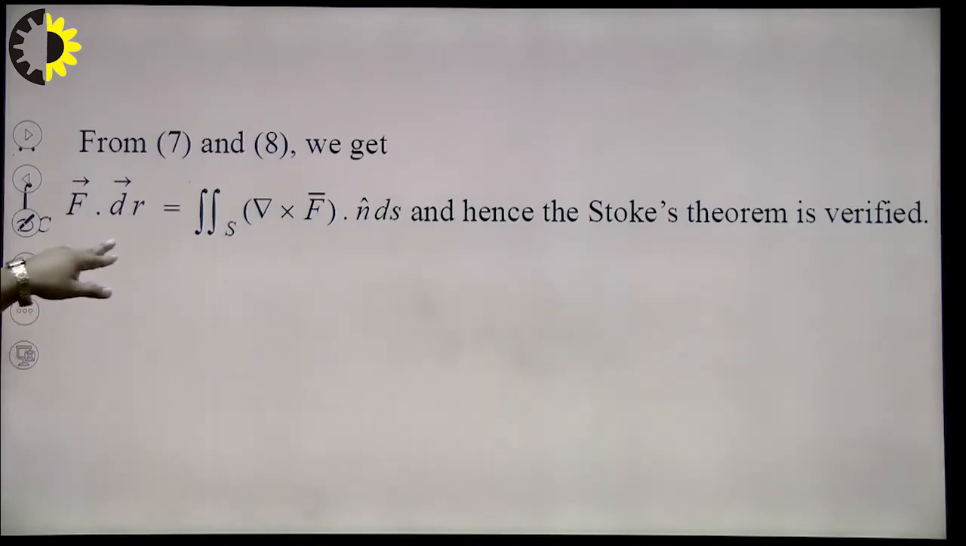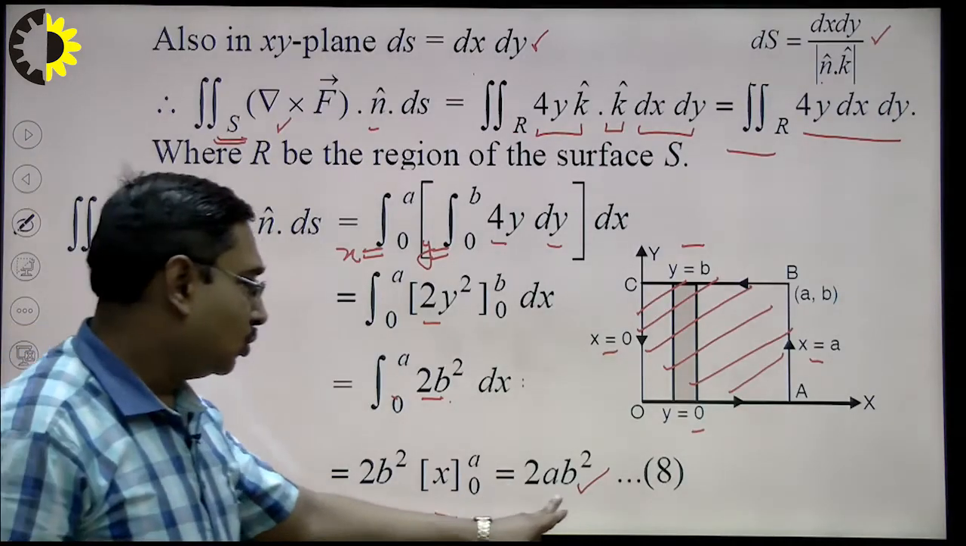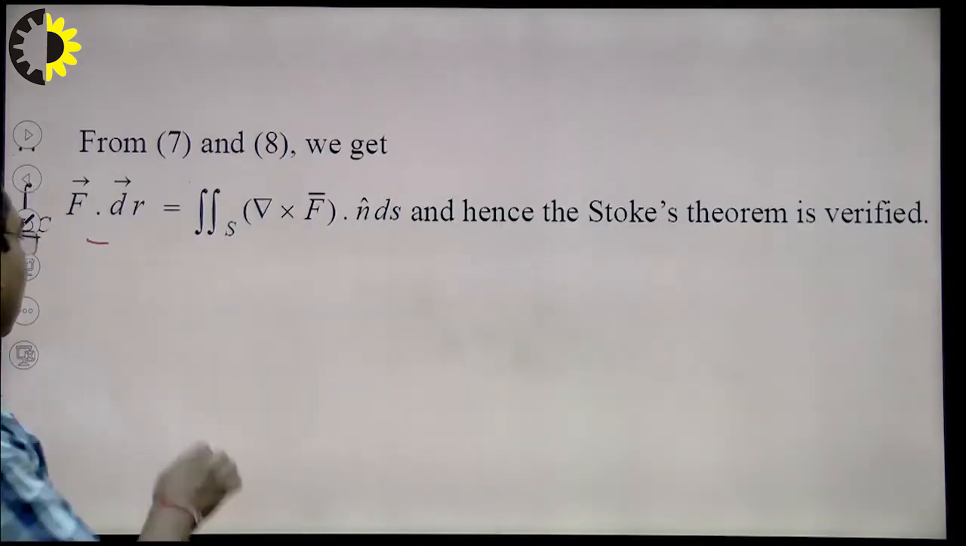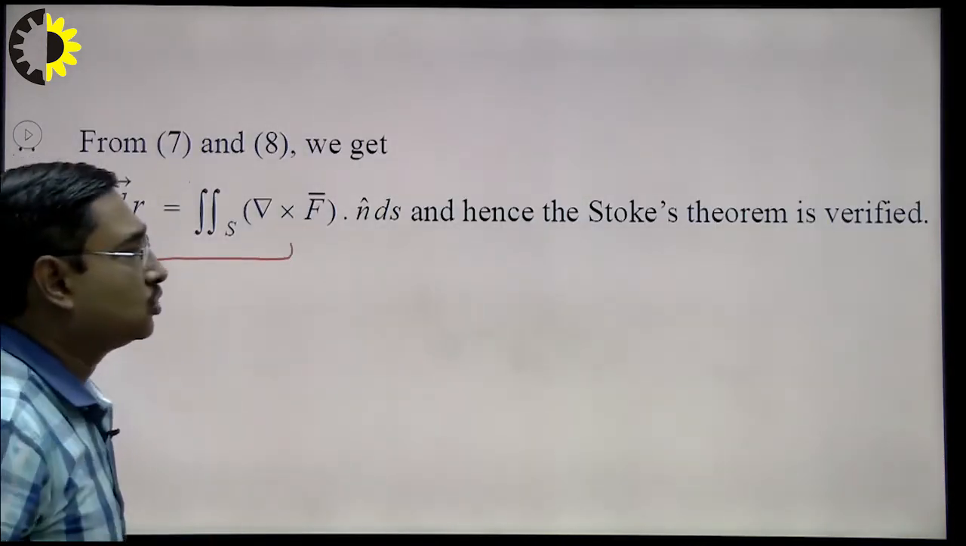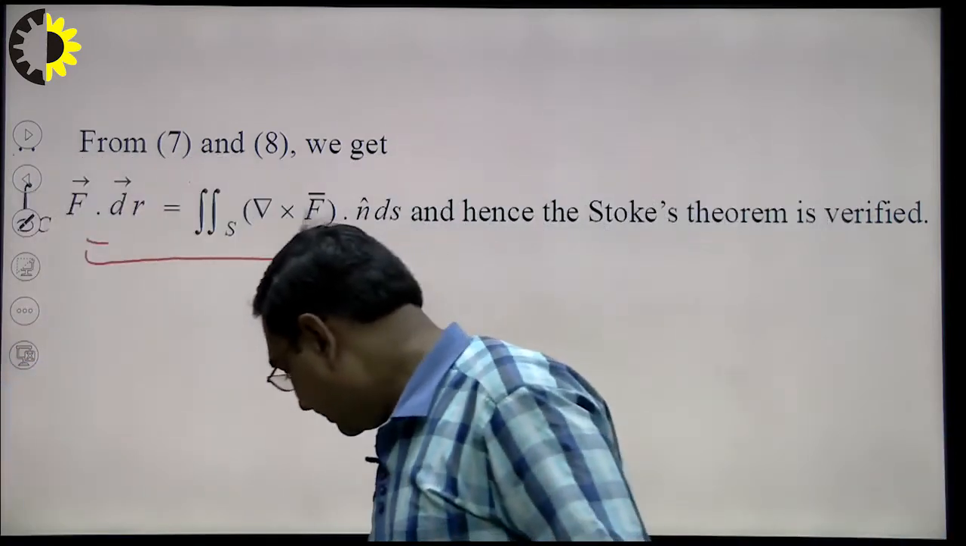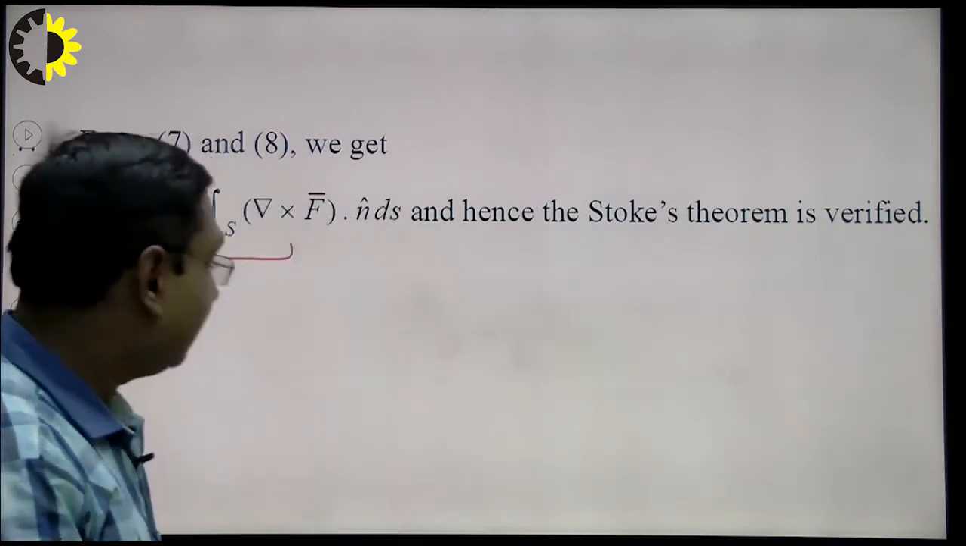The value of the integral over C of f dot dr, which we calculated in previous slides, was also 2ab square, meaning these two values are equal, hence Stokes theorem is verified. Now, let me sum up what happened once again.